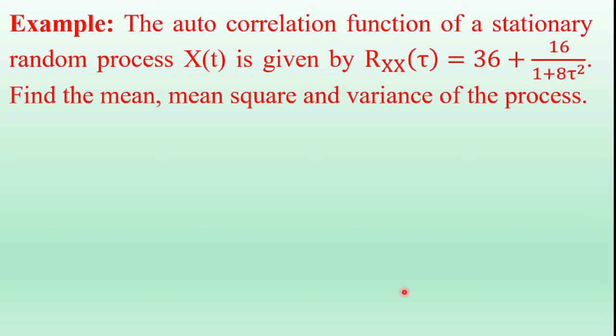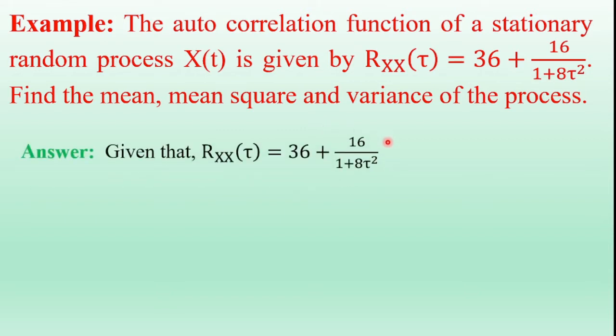In this video, I am going to discuss the mean square value and variance of the random process using the properties of the autocorrelation function of the random process x of t. Using properties of the autocorrelation function, we can determine the mean square and variance of the random process. The example: the autocorrelation function of a stationary random process x of t is given by Rxx of tau is equal to 36 plus 16 by 1 plus 8 tau square. Find the mean square and variance of the process.